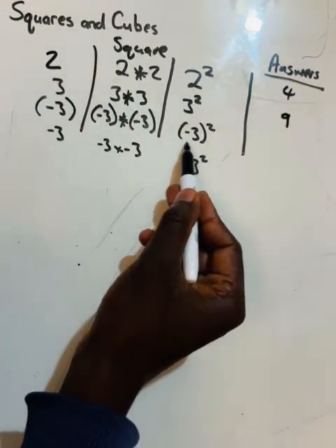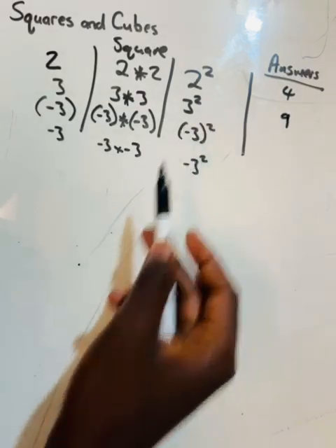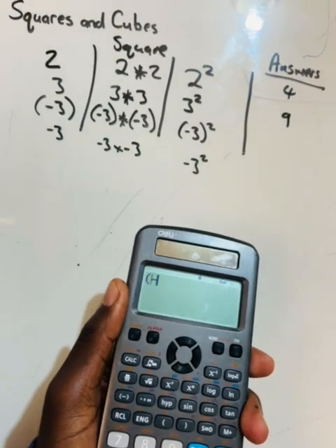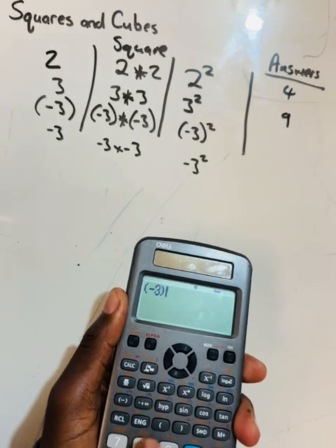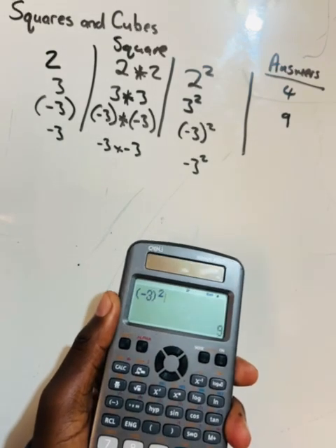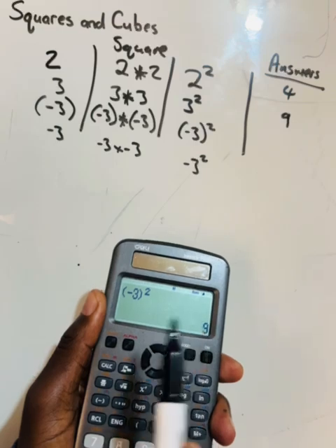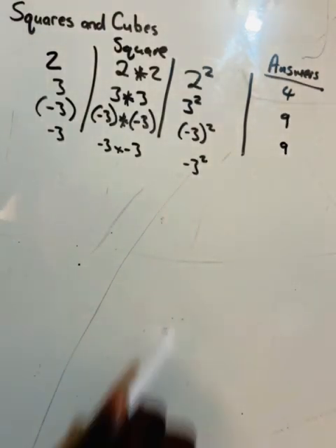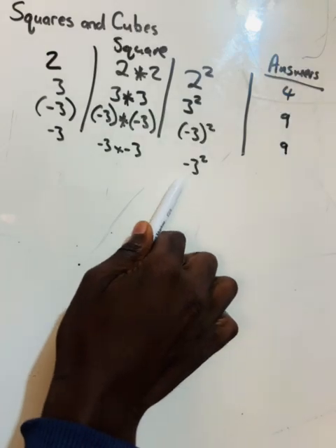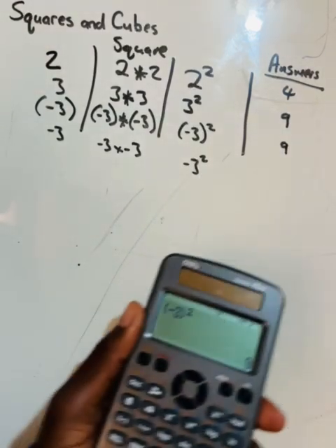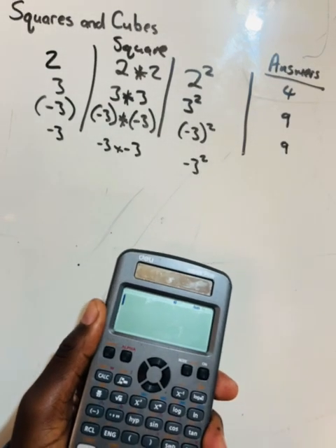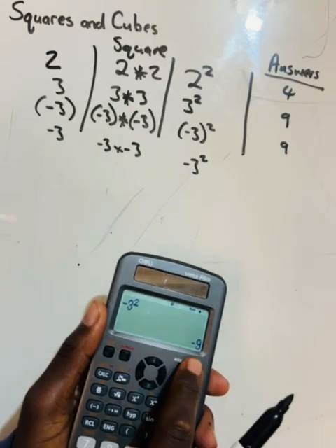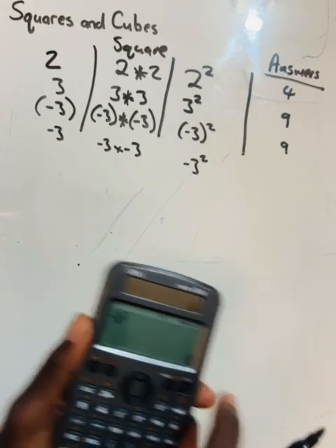Then we go to -3 squared, which is inside the brackets. We open the bracket, we type in our -3, we close the bracket and we say squared. What is the answer that we get? We get 9. Then we write 9. Now, we go to our number which is -3 squared, but without the brackets. -3 squared. What is the answer? We got -9.